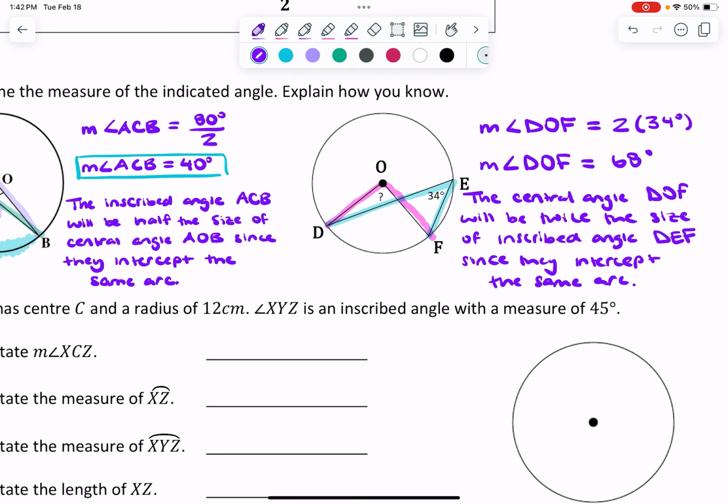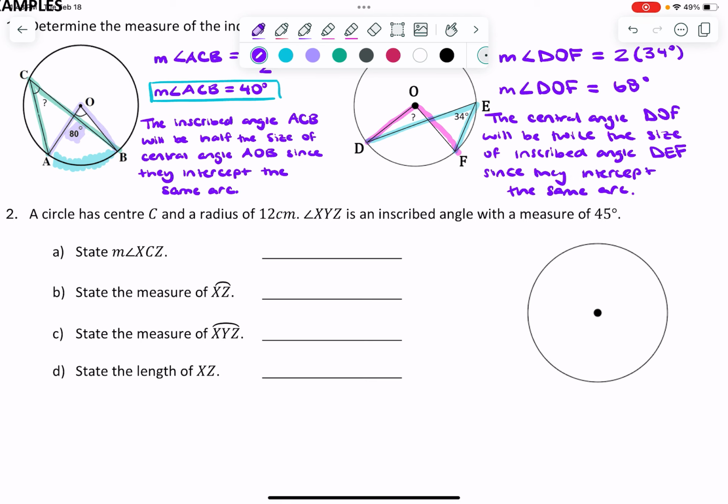Okay, now when we take a look at any of these explain questions throughout the unit, explain does mean in words, and explain has to be crystal clear. We can't just say the central is double the inscribed, because that's only true if they intercept the same arc. And we can't say the inscribed is half the central, because it's only true if they intercept the same arc. So having both components is 100% necessary and is what you will get your mark for. You will not get a mark for explaining something if you only include part of the explanation.